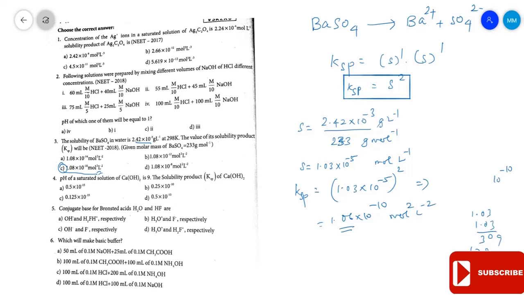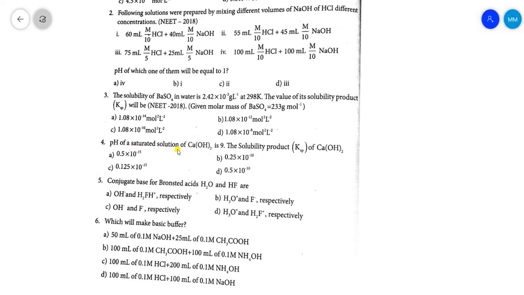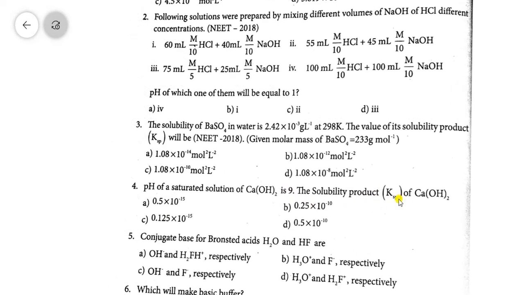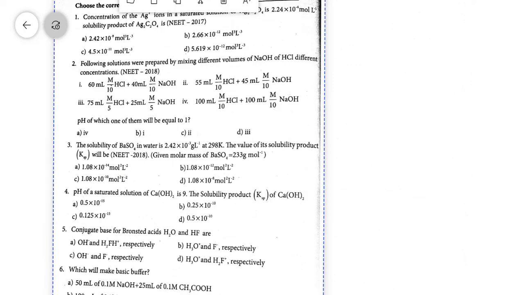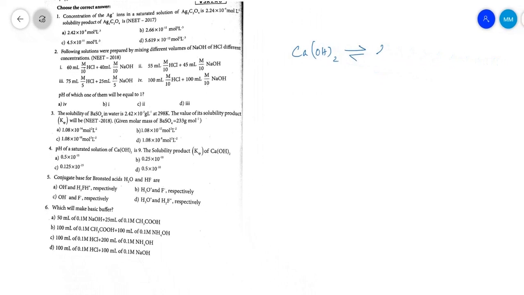Okay. Next one. The pH of saturated solution of calcium hydroxide is 9. Find the solubility product. Now, the solubility product from concentration of the species. In the previous problem, it was the solubility product from molar solubility. This one is the solubility product from concentration. Dissociation of calcium hydroxide: this calcium hydroxide dissociates to give calcium ion and 2 OH ions.